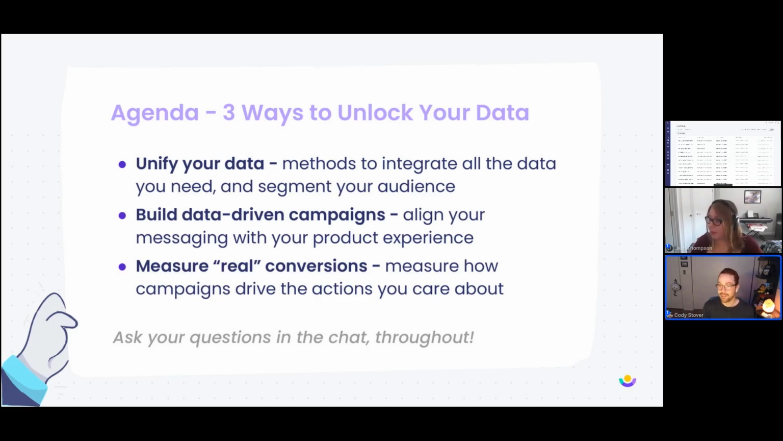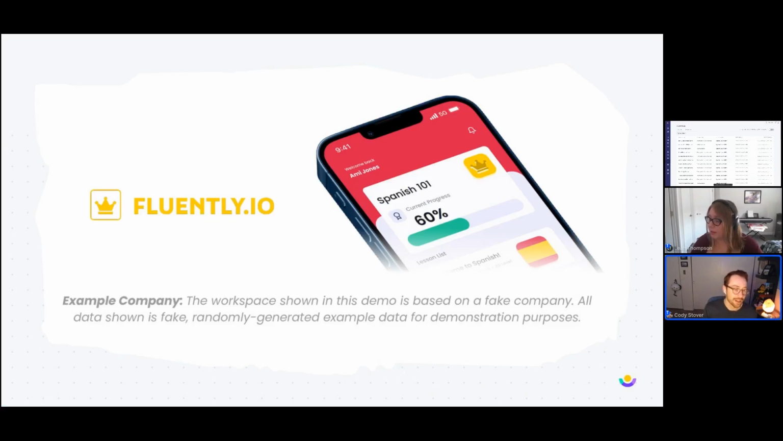All right. So we are going to get into that first topic. Just a quick background here. Leah's going to share her screen. We're going to pull up Customer.io and start walking through some examples. As we do, just to note, the instance of Customer.io that we're going to pull up today is completely a demo instance, so there's no real user data. All the data is fake, randomly generated, just for demonstration purposes.